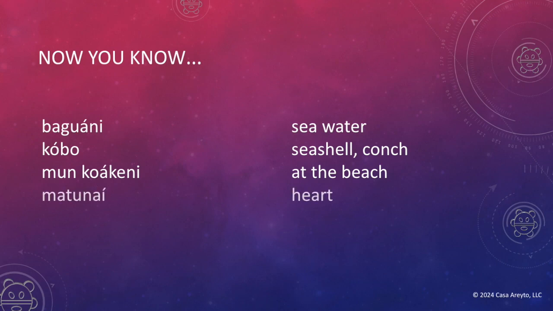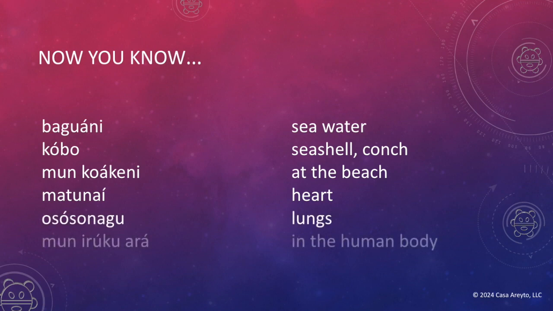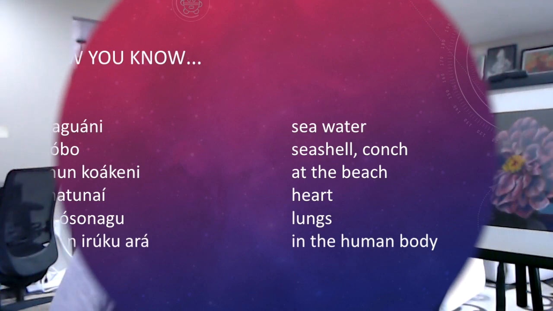Matunai, heart. Ososonagu, lungs. Mun iruku ara, in the human body. Wasn't that great? I love that question about where we find certain things because I can use it in my everyday life. Sometimes I lose things around the house, and this gives me a chance to practice my Taíno.